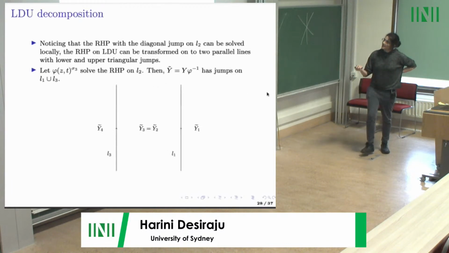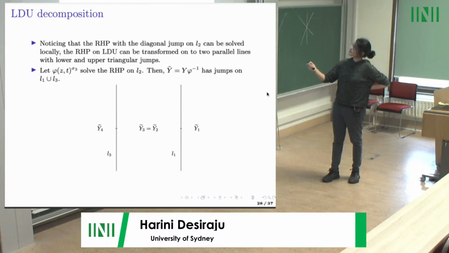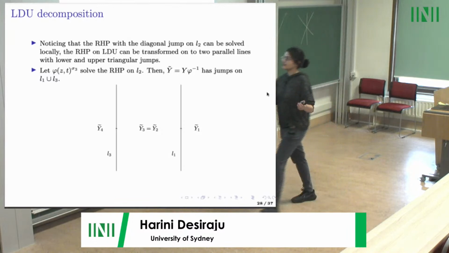OK, so I'm starting from this particular triangulation. You have lower and upper and a diagonal matrix. Diagonal matrix can be explicitly solved in terms of this varphi. And this usually takes the form, I'm out of space.